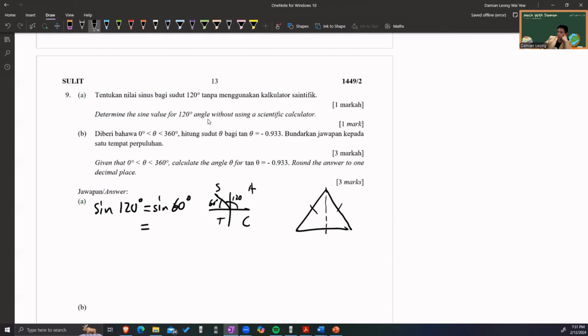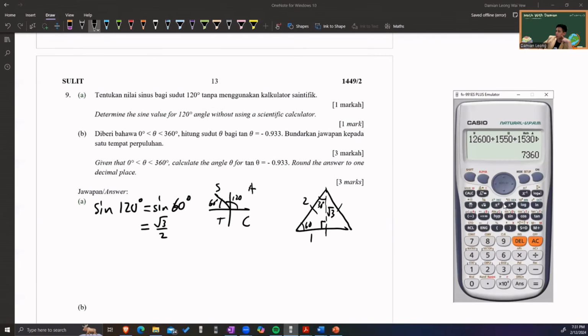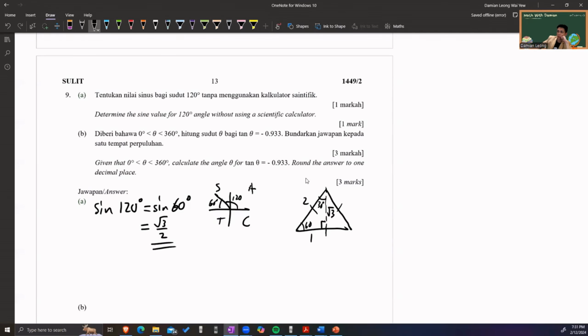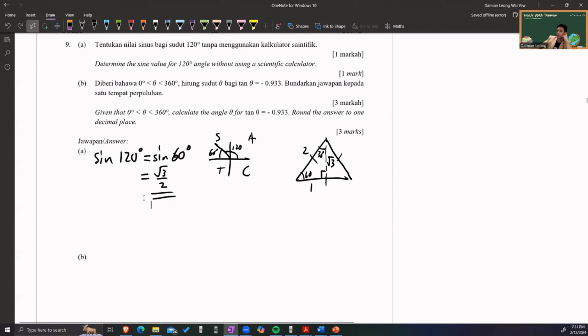Okay, and sine 60, you can use the triangle. Equilateral triangle, I split into half. So 2 here, 1, 90 degrees. Then this is square root of 3, 2 square minus 1 square is square root of 3. Here is 60. Here will be 30. So sine opposite over hypotenuse is square root of 3 over 2. If your calculator can calculate exact value, it's okay to use calculator. Okay, they just want the answer. They won't really look at your working.